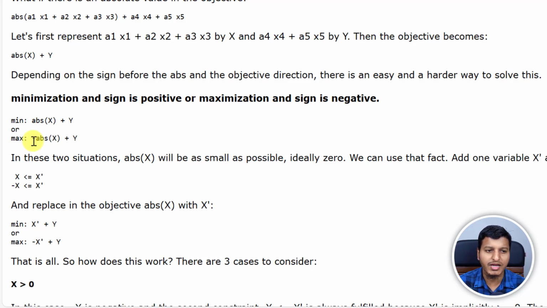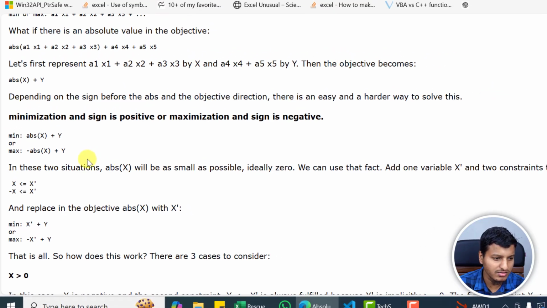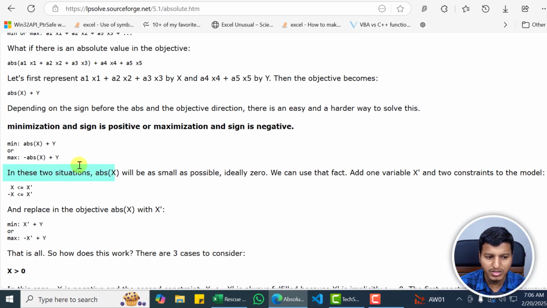Because if we put -5 and use the absolute function, then we'll get +5, right? So it doesn't make any sense to put a negative number, and we'll not get that negative number. So we need to reduce it down to 0. That's why it says in these two situations, absolute x will be as small as possible, so ideally 0. We can use that fact, add one variable x prime and two constraints to the model.